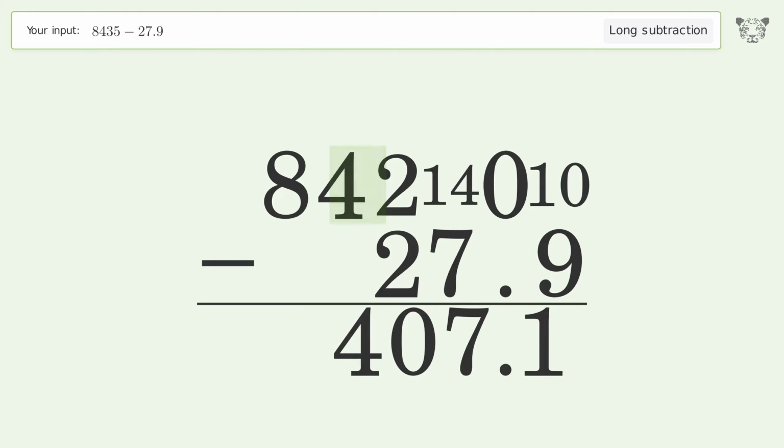Write 4 in the hundreds place. Write 8 in the thousands place. And so the final result is 8,407.1.